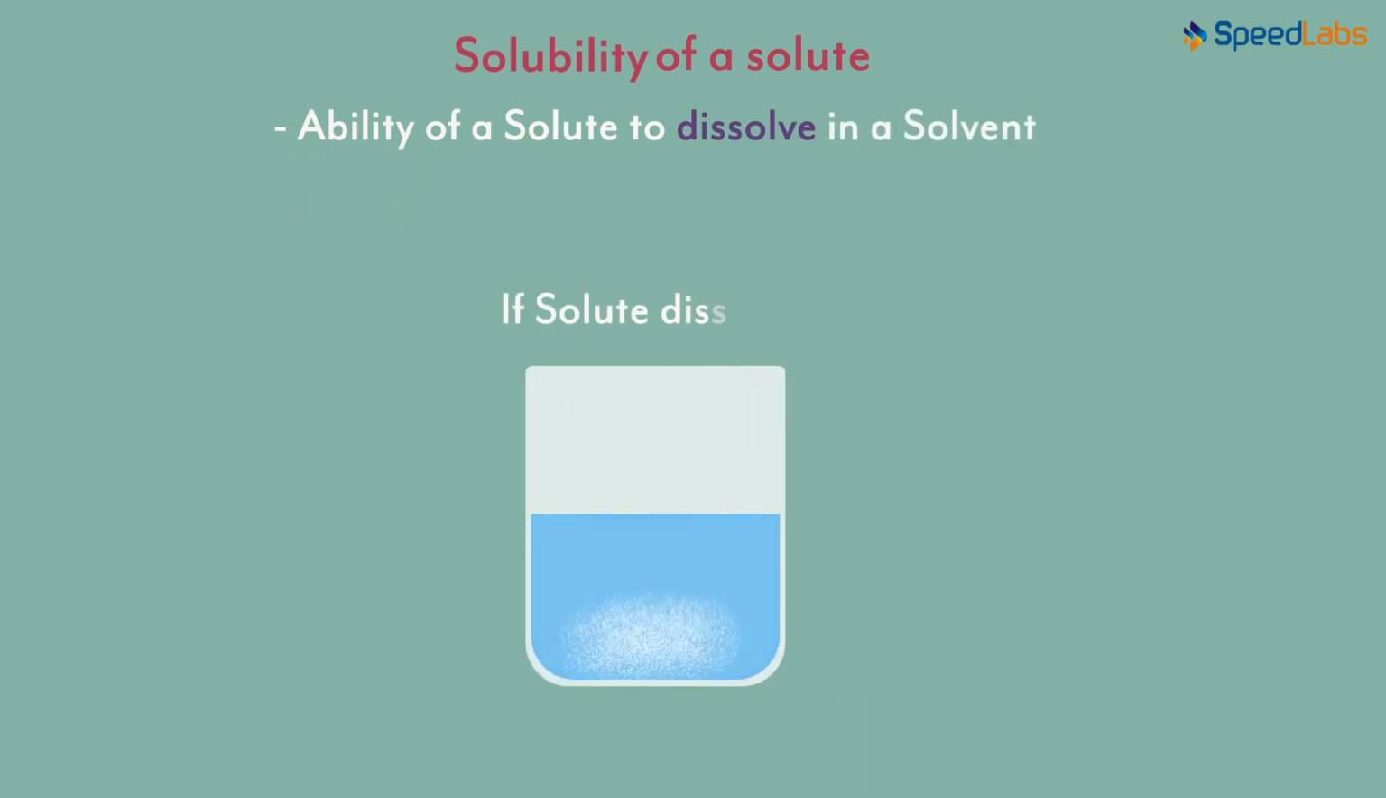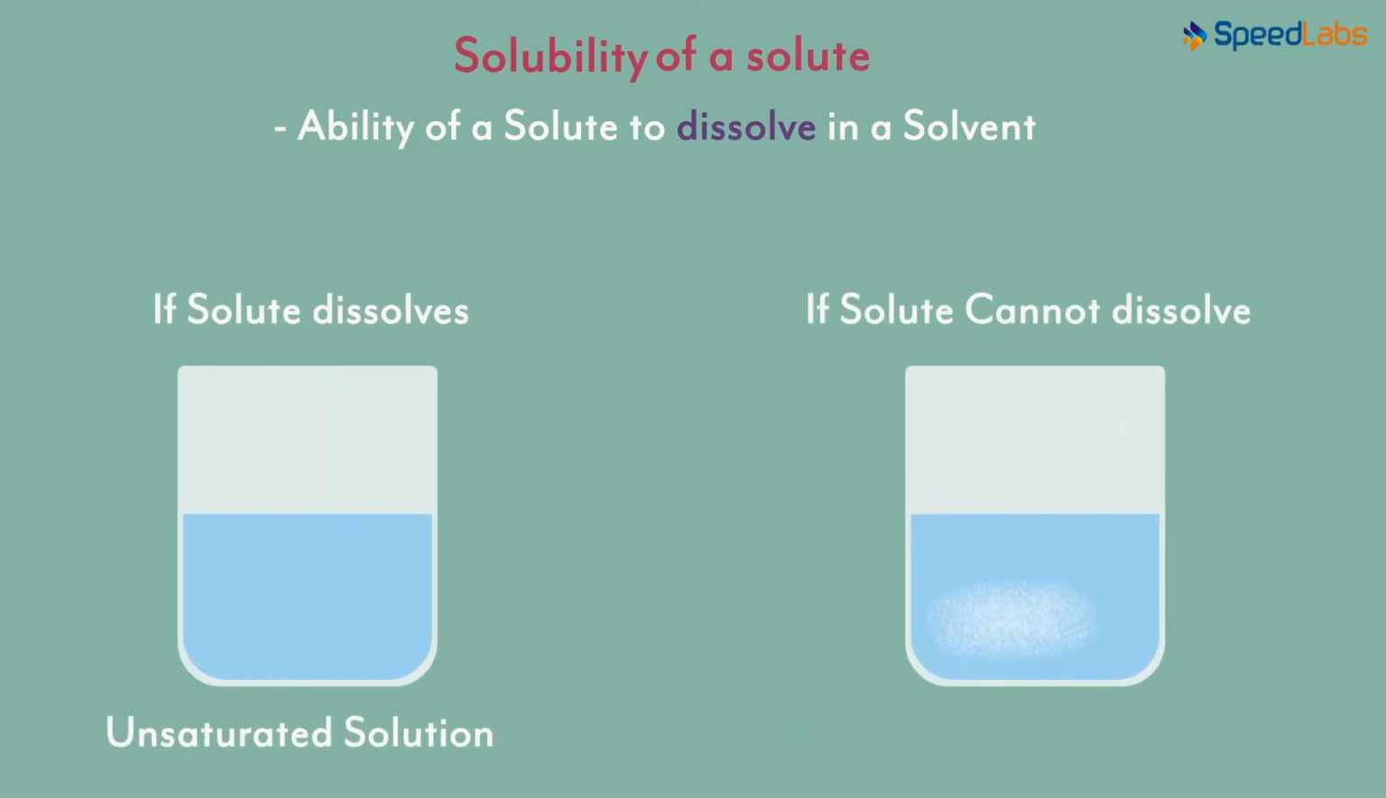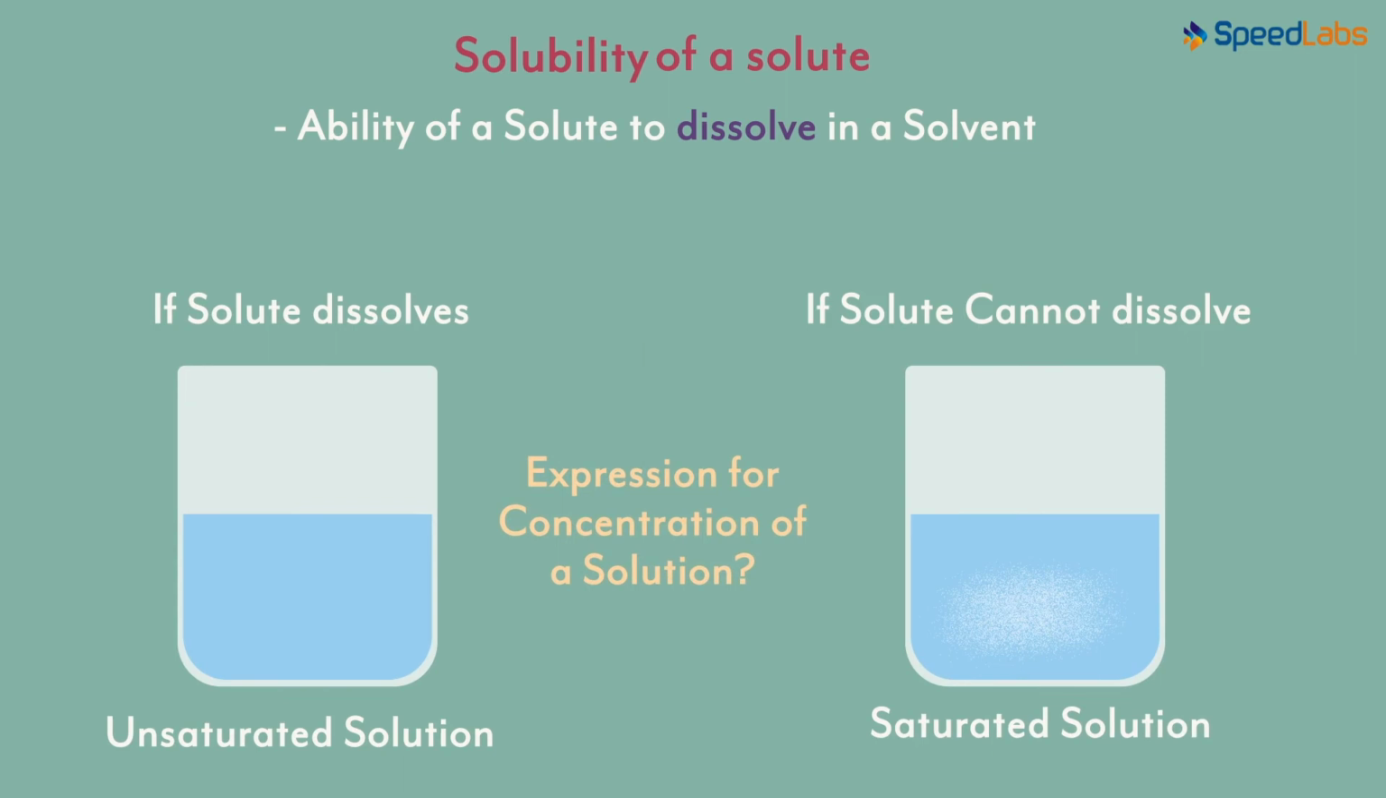If the solute can dissolve in a solvent, the solution will still be unsaturated. But if the solute cannot dissolve anymore in a solvent, we call it a saturated solution. How do we express the concentration of a solution? We see that in the next video.